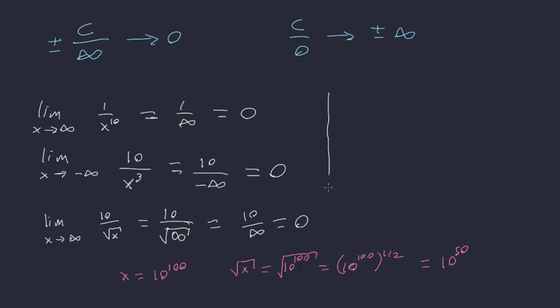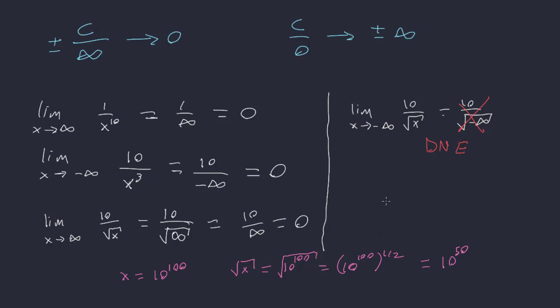However, something to be careful about, okay, would be something like this. The limit as x goes to negative infinity of 10 over the square root of x. This is going to be a does not exist, right? Because we can't have negative square roots if we're talking about real numbers. So that will be does not exist.